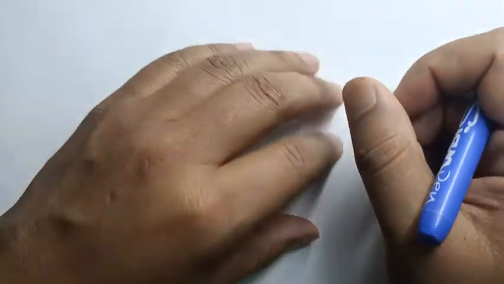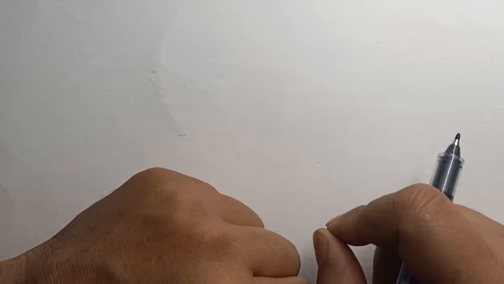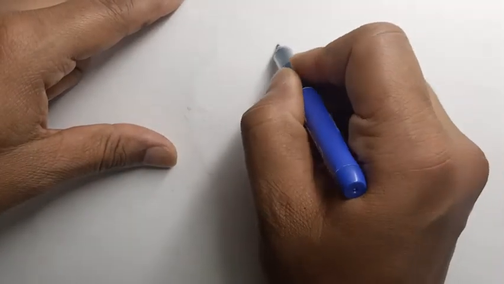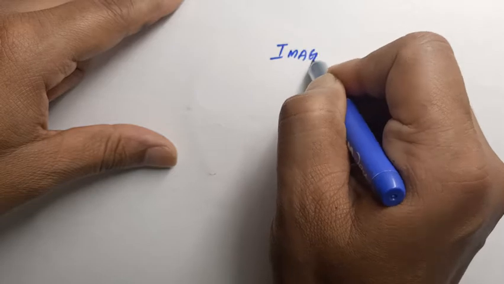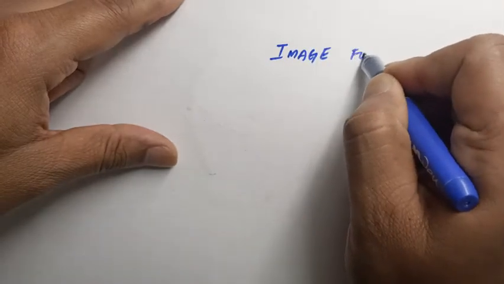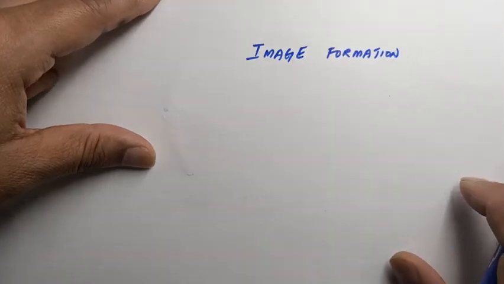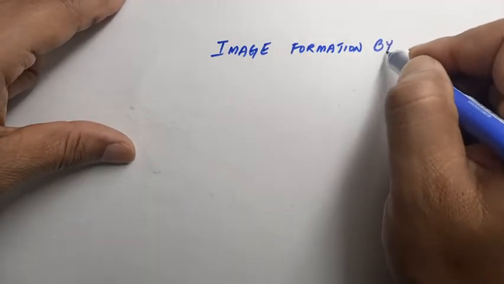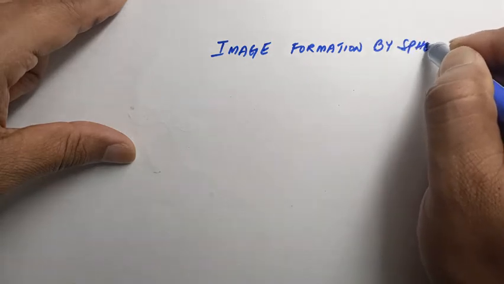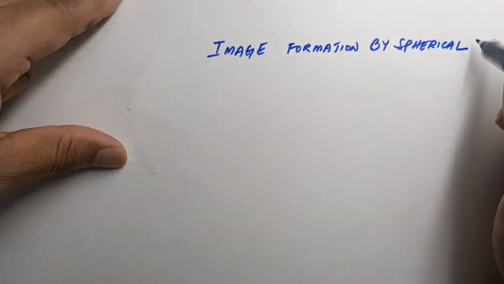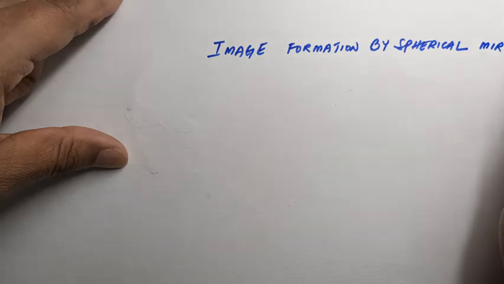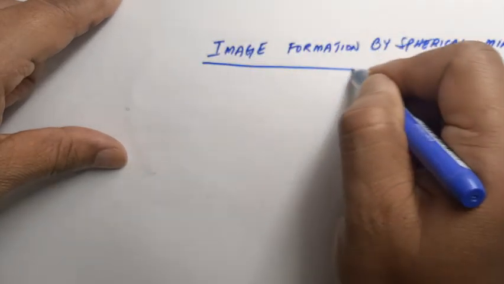Okay, now we are moving to another very important topic in the chapter of light, that is image formation by spherical mirrors, right? What do you understand by image formation by a spherical mirror?